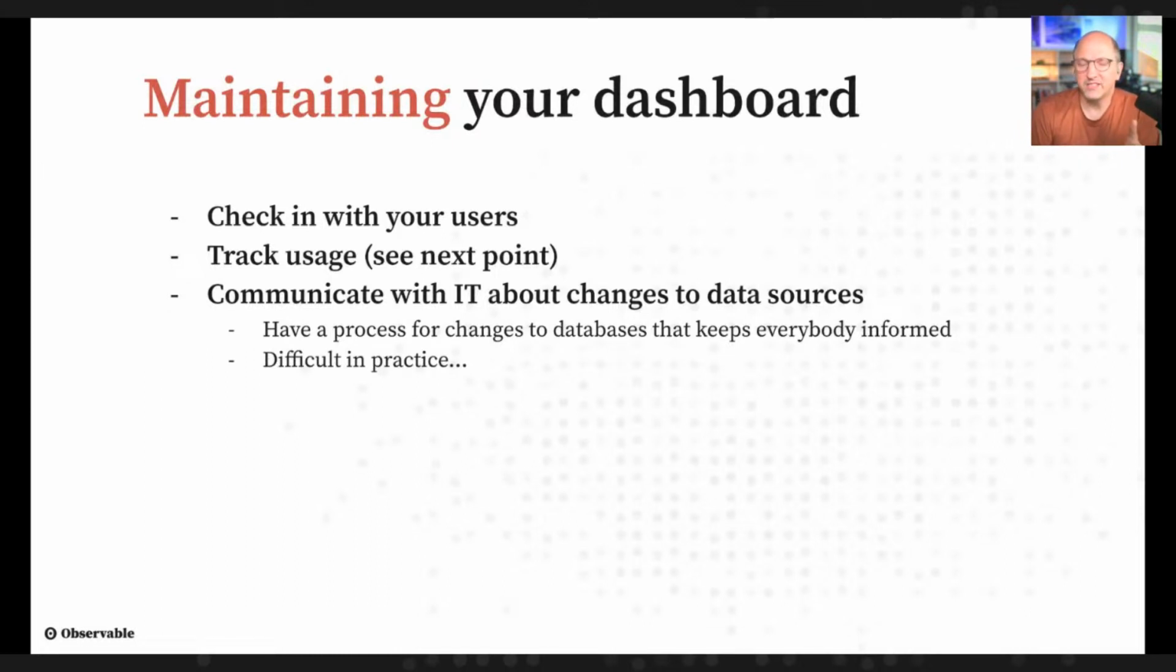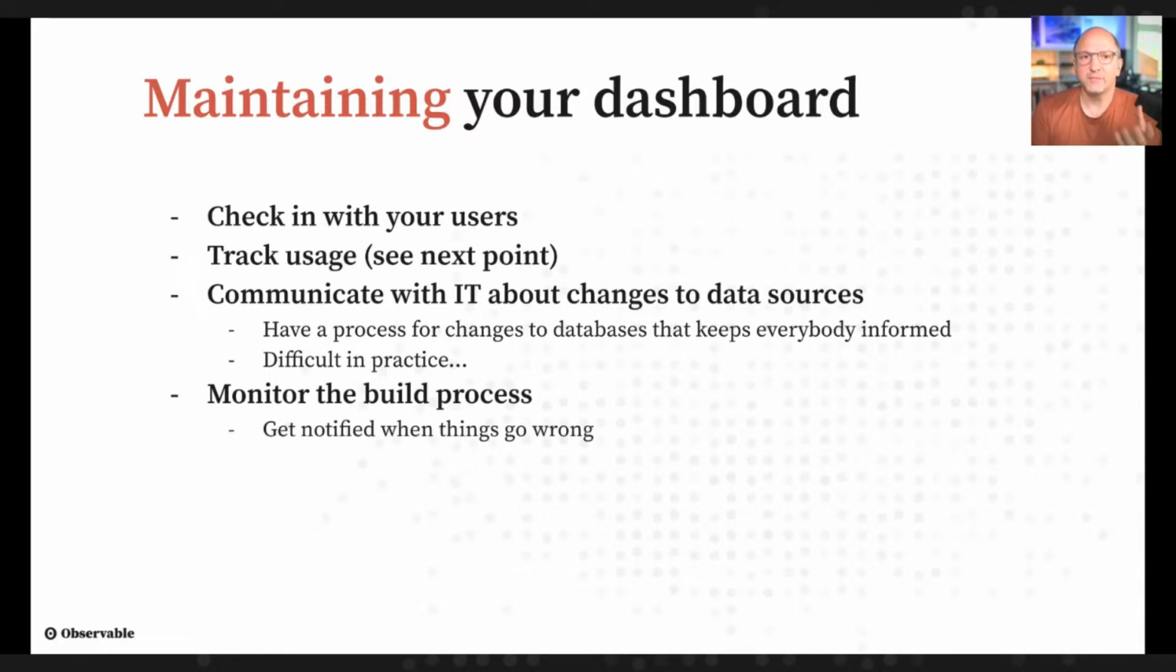I know this is difficult in practice, but I think it's really important to have those communication lines open so that you're aware of those things changing. And then the other thing is to monitor, in this case, the build process, talking about Observable Framework, where we have an explicit build process. And when that fails, it can tell you. So you get a notification that says something went wrong. I can't access this database or whatever.